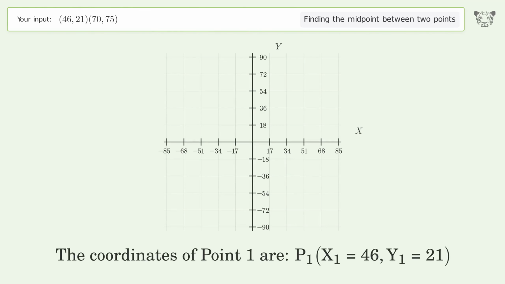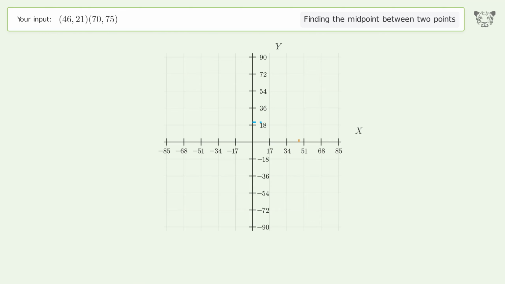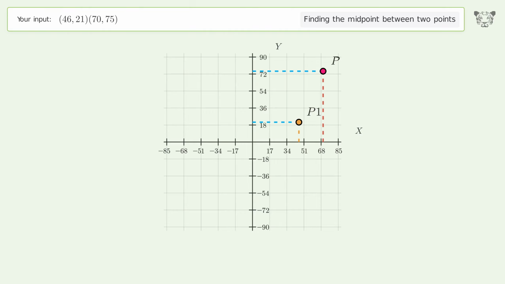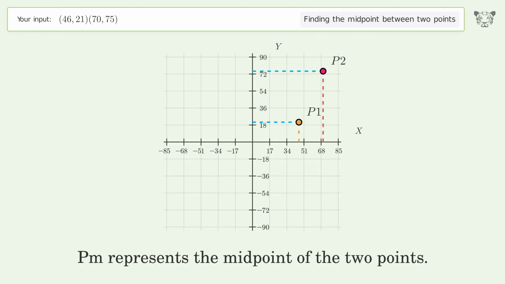The coordinates of point 1 are x1 equals 46, y1 equals 21. The coordinates of point 2 are x2 equals 70, y2 equals 75. PM represents the midpoint of the 2 points.